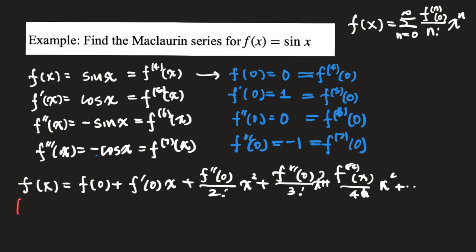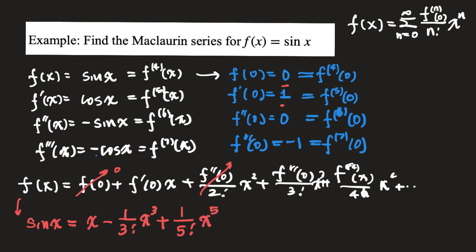Here f of x is sine x. F of 0 is going to be 0, so this one is 0. F prime 0 is going to be 1, so x. The second derivative at 0 is 0. The third derivative is negative 1 over 3 factorial x cubed. The fourth derivative is 0. The fifth derivative is 1. Like that. See the pattern?